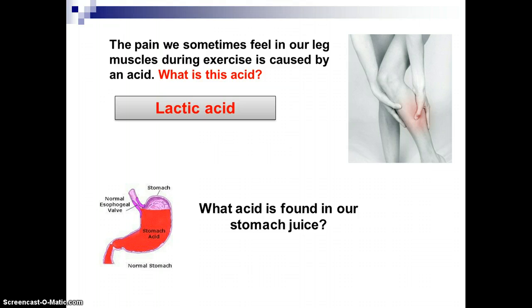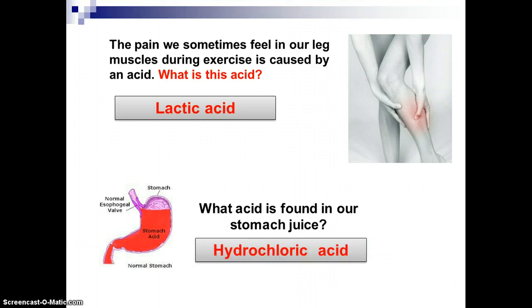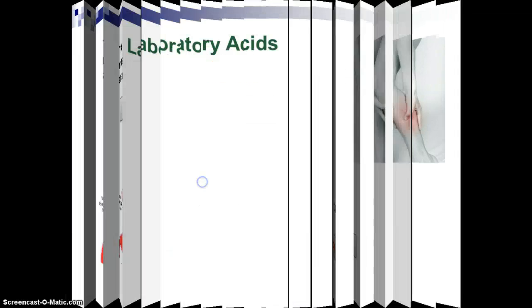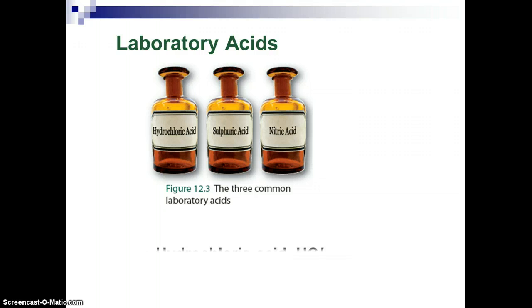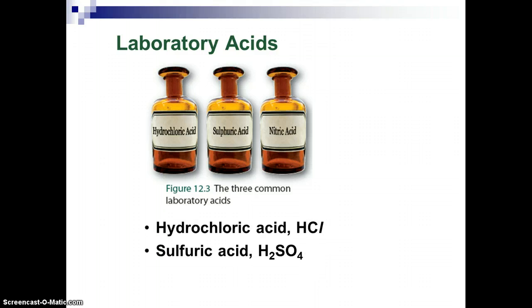Sometimes when you vomit, you do taste the sour taste, and the sour taste is caused by a certain acid in your stomach called hydrochloric acid. Some laboratory acids are hydrochloric acid, HCl, sulfuric acid, H2SO4, nitric acid, HNO3. These can be found in all labs.